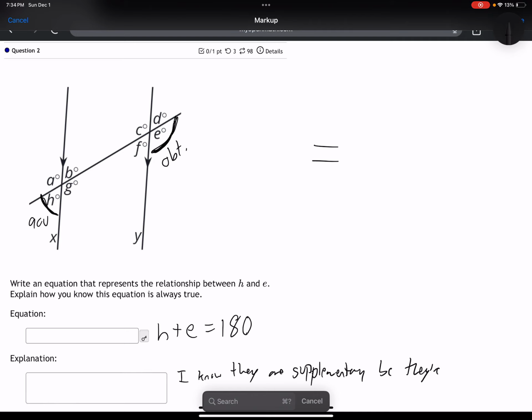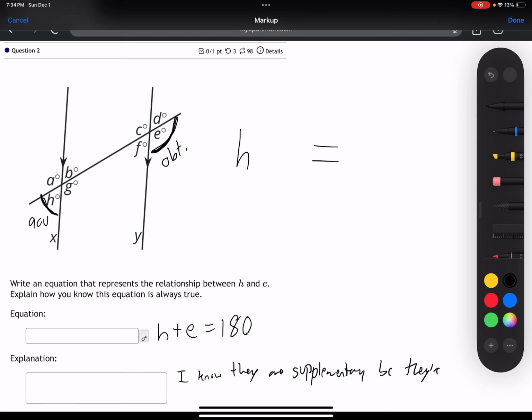So if they're supplementary, we can write that then as, what does that mean? That's h plus e. When you add them up, supplementary means to add up to what? 180 degrees. So h plus e equals 180, and that's where my answer comes from here.